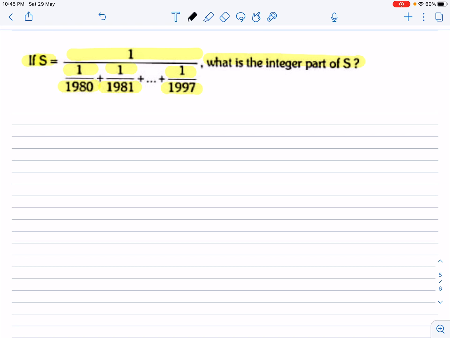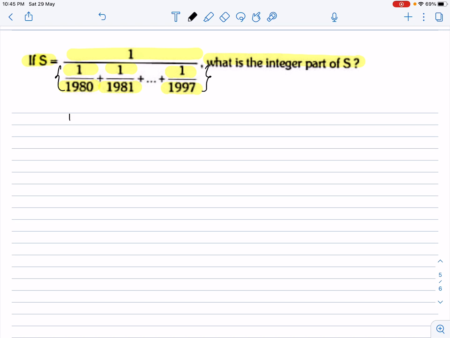So guys, to solve such type of question, I would be going to consider the denominator portion and I will be going to bound it in between two quantities. So how could I bound it in between two quantities? What is the value of the denominator over here?